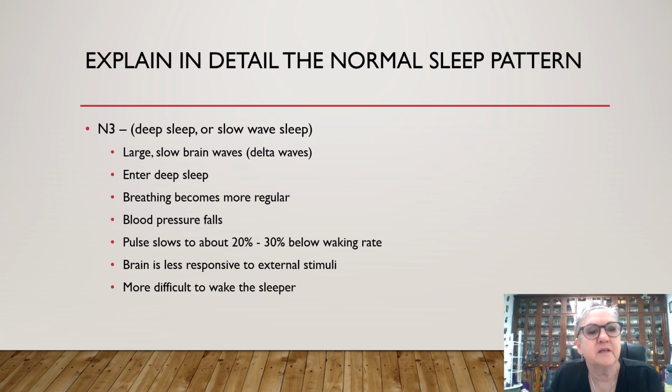During N3 sleep, or slow wave sleep, or stages 3 and 4, all the same, large slow brain waves or delta waves occur on the EEG. We enter a deep sleep, breathing becomes irregular, blood pressure falls, pulse slows to about 20 to 30% below waking rate, the brain is less responsive to external stimuli, and it's more difficult to wake up the sleeper.